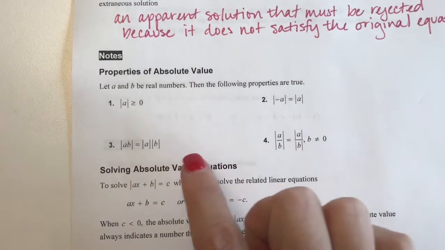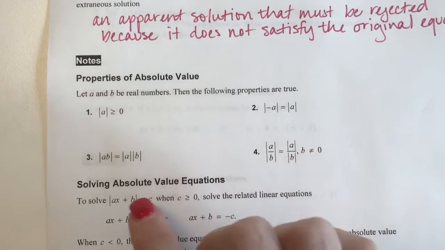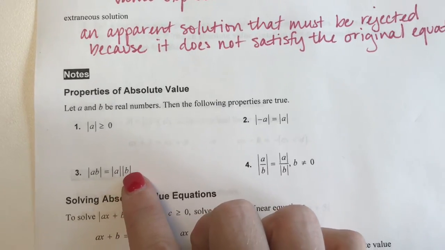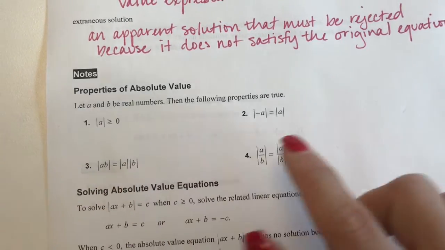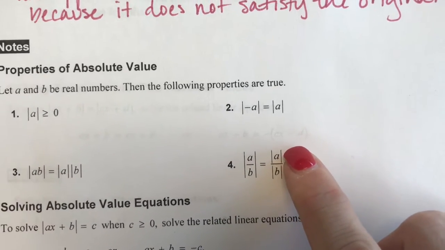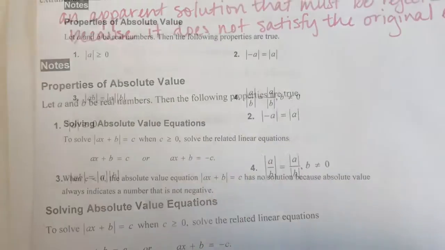3 and 4 are saying that when you have multiplication or division inside absolute value bars, you can break it up into separate absolute value expressions, like so. That's kind of hard to see, but the separate absolute value of A over absolute value of B is the same thing as taking the absolute value of the whole fraction.